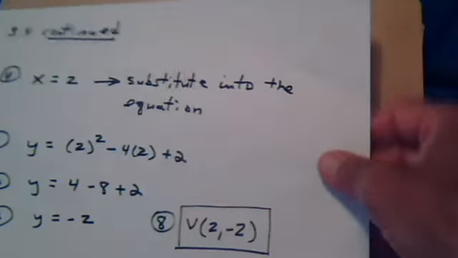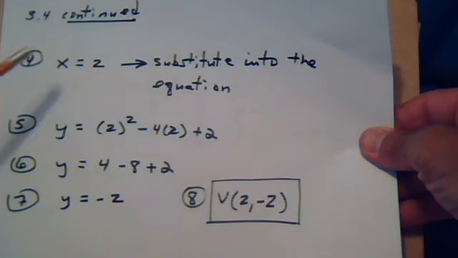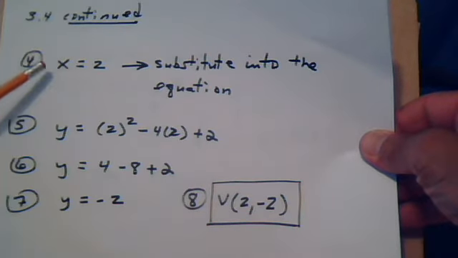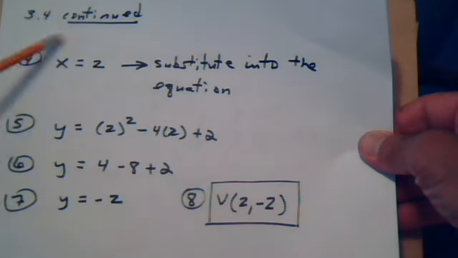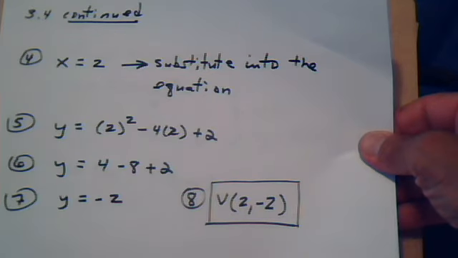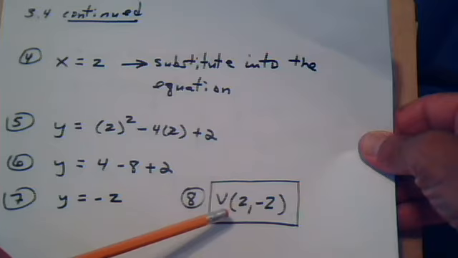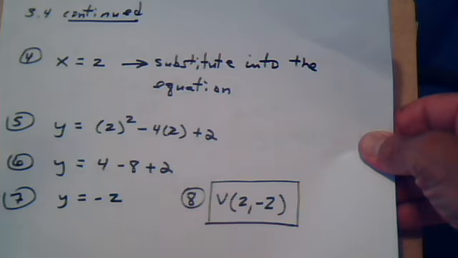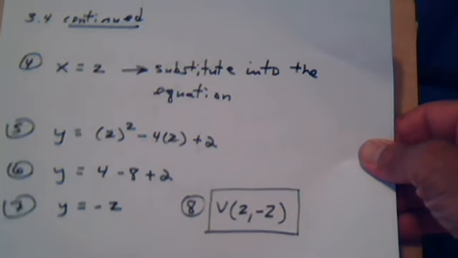And what we get is x equals 2. So now we know the x-coordinate of the vertex. To find the y-coordinate, since we need x and y, substitute this x you just found back into the equation, simplify, and we get a y of negative 2. So the vertex coordinates are 2, negative 2. The x-coordinate and the y-coordinate of the vertex.